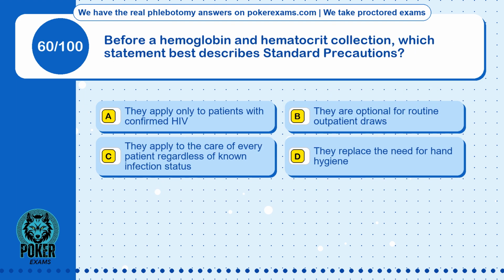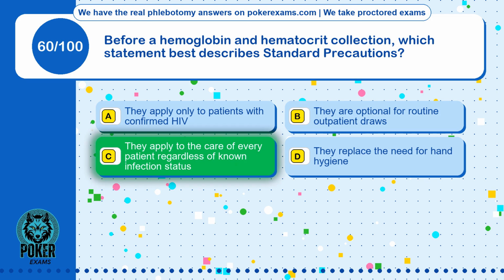Question 60. Before a hemoglobin and hematocrit collection, which statement best describes standard precautions? Option A. They apply only to patients with confirmed HIV. Option B. They are optional for routine outpatient draws. Option C. They apply to the care of every patient regardless of known infection status. Option D. They replace the need for hand hygiene.